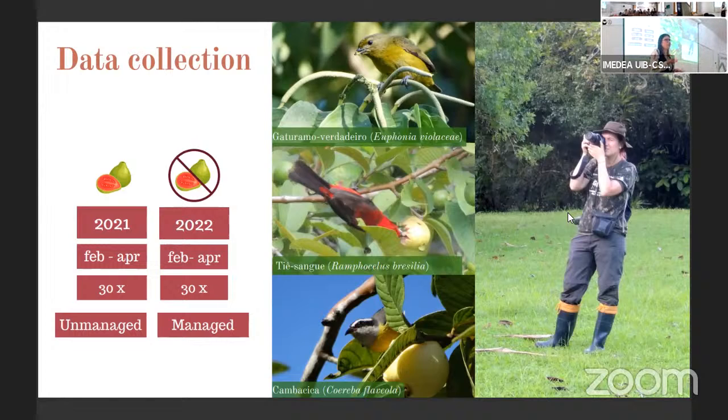And I would like to highlight that this study was just in this fruiting period. In other fruiting periods in the same location, there are other invasive plants that are offering fruits for the community.